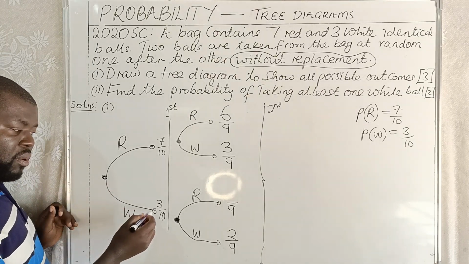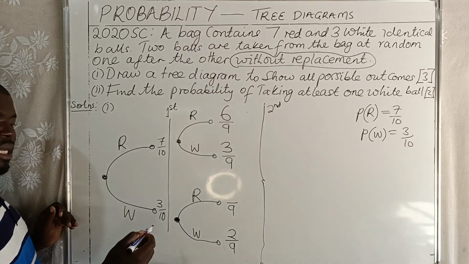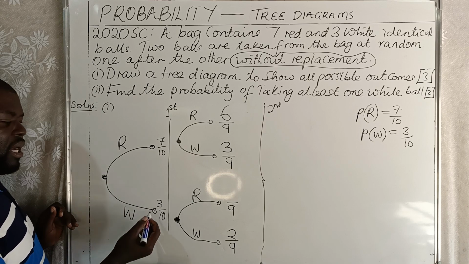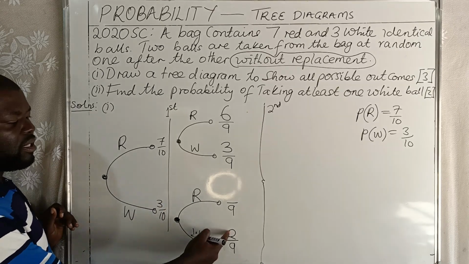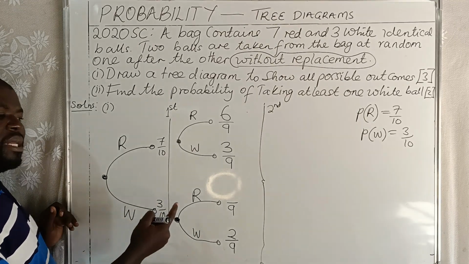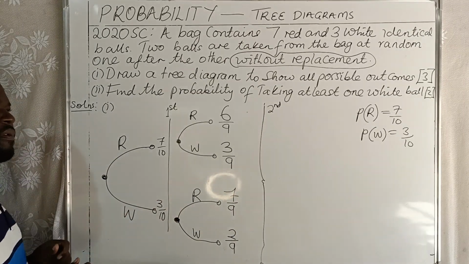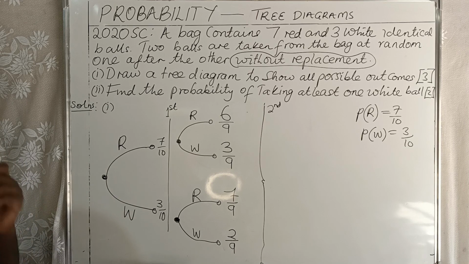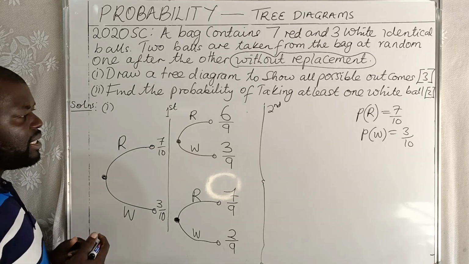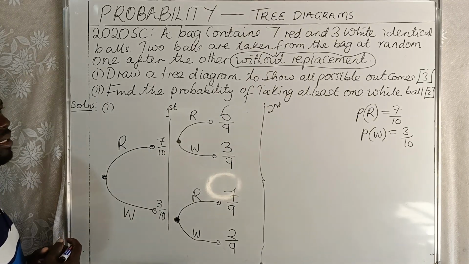So as soon as we go to the white branch and produce this set of branches, what we are telling ourselves is that what was picked was a white ball, and because the white balls were 3, they reduced by 1, and here we have a 2. And because it was a white ball that was picked, it means the red balls remain intact, 7, the way they were in the first picking. Okay, so this is actually how the probabilities are generated. The first set represents the first picking, and the second set represents the second picking.